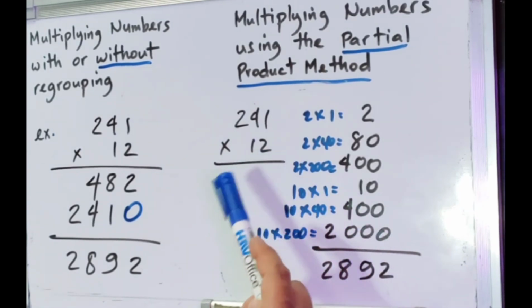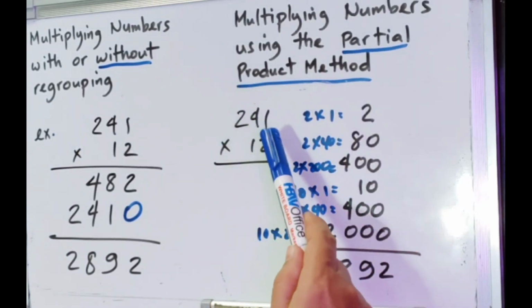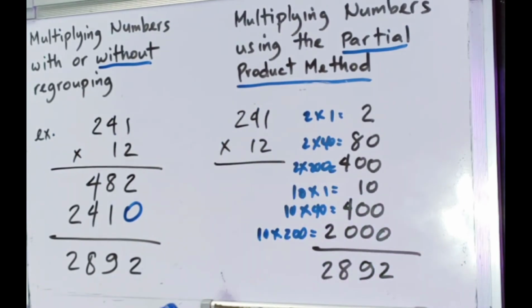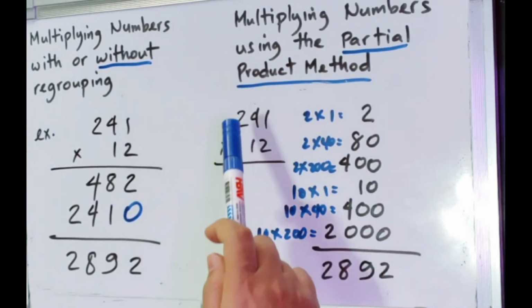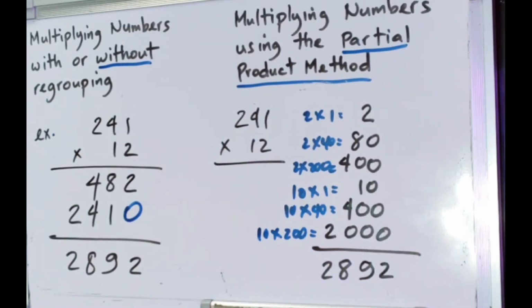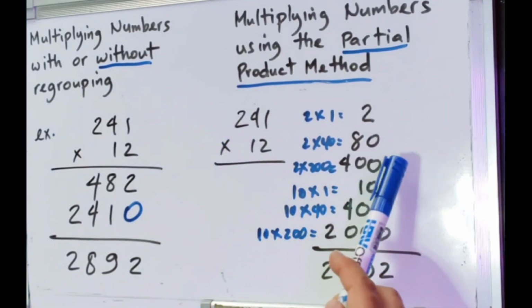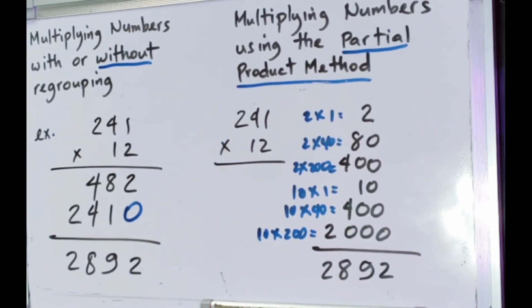So first, you multiply 1 and 2. So that's 2. Then the 4 and 2 here, but remember 4 is in the tens place, so we have 40. So 2 times 40, we get 80. The value of 2 there is 200, so 2 times 200, we get 400.